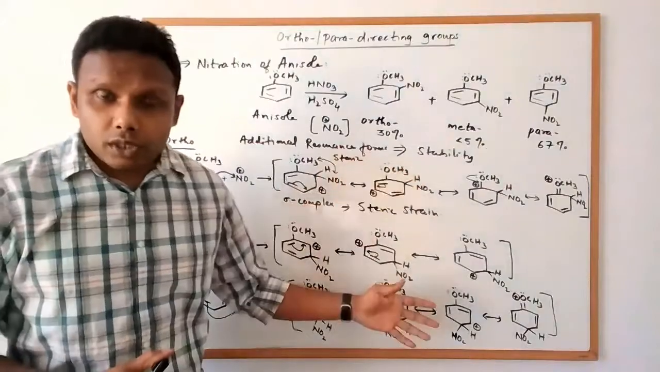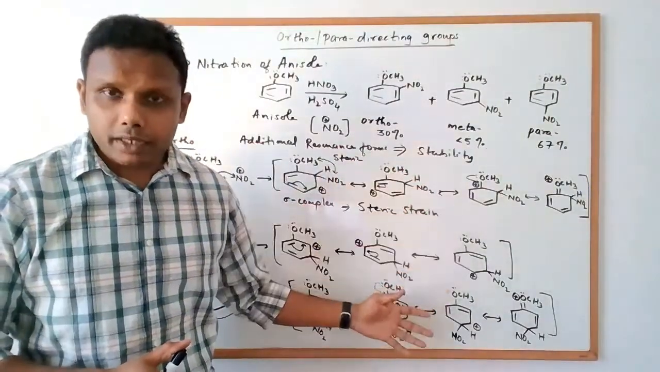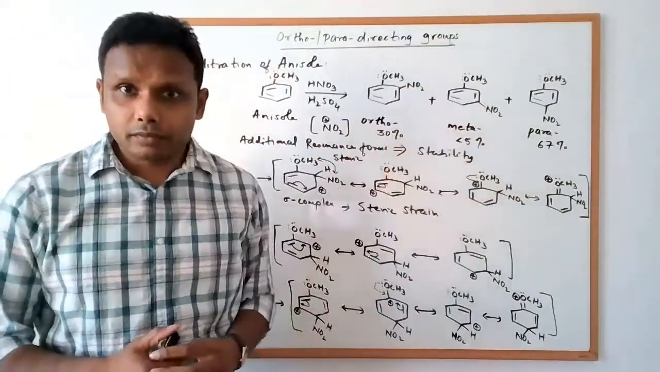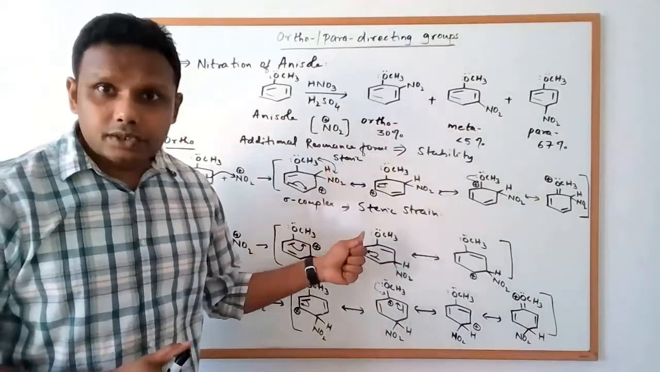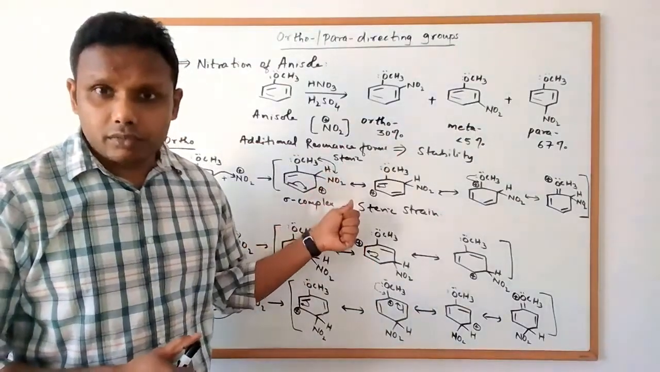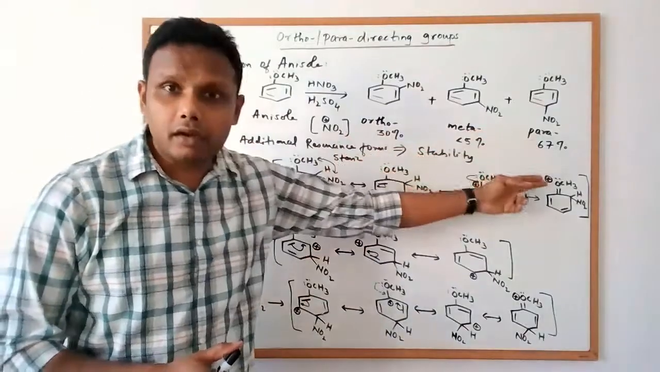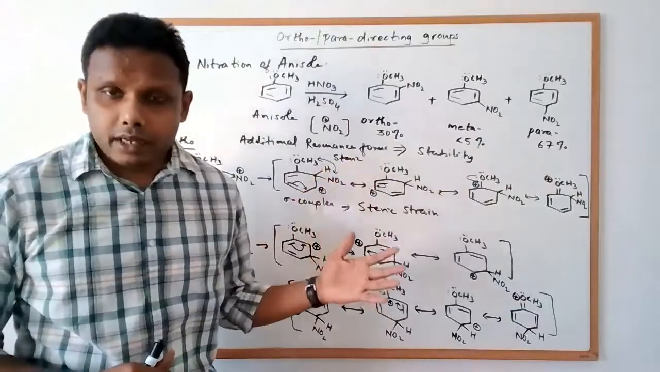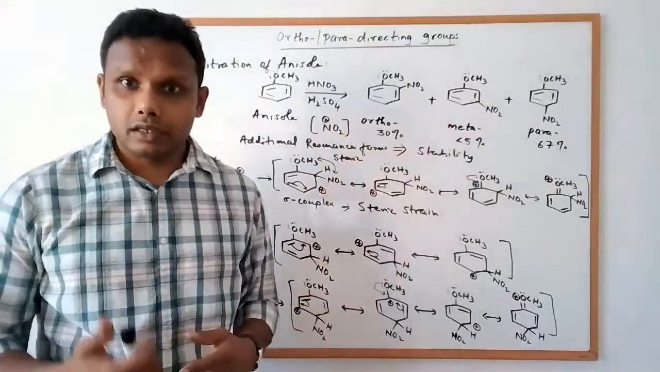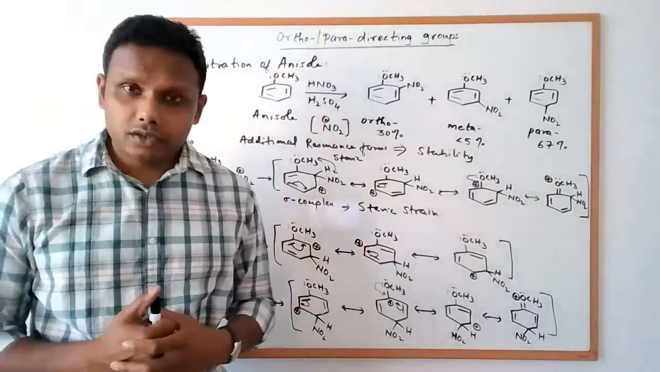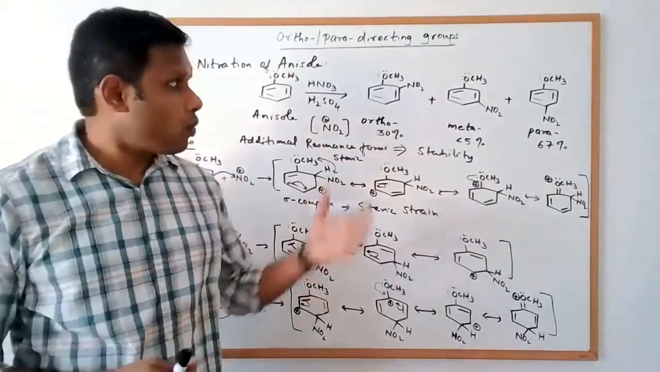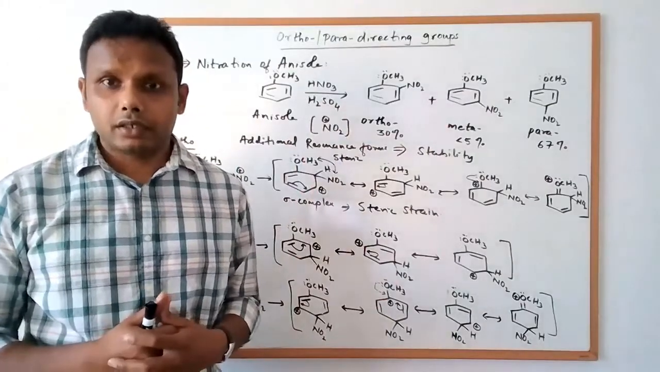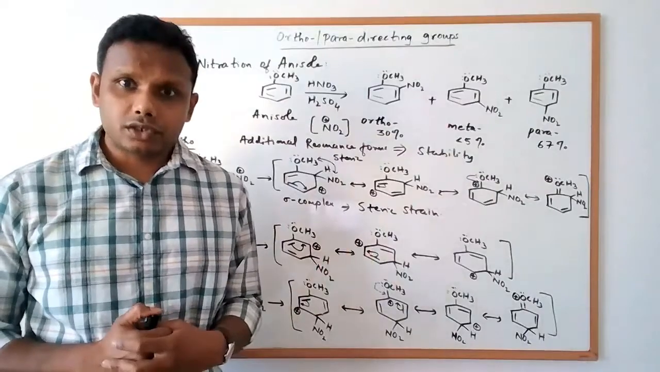So an additional resonance form for the sigma complex explains why ortho and para are favored over meta, and steric strain in the ortho sigma complex explains why para is favored over ortho. So this way, we are able to understand the product distribution in the nitration of anisole and understand why the methoxy group is such a good ortho-para directing group. I hope you find this discussion useful.